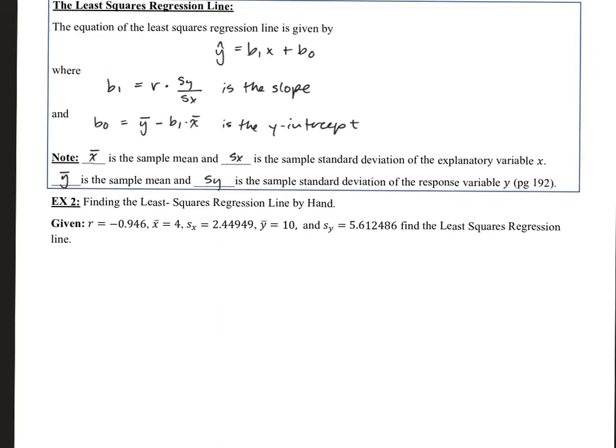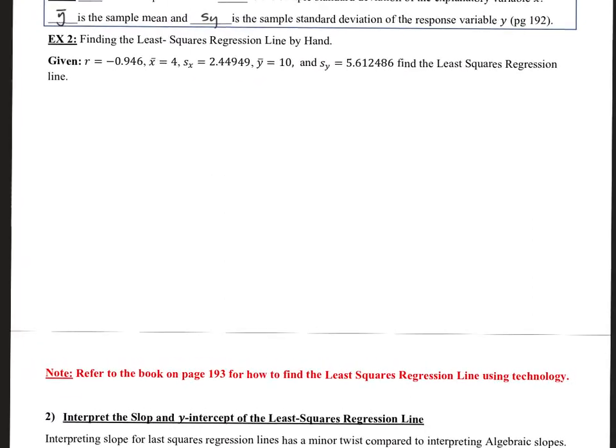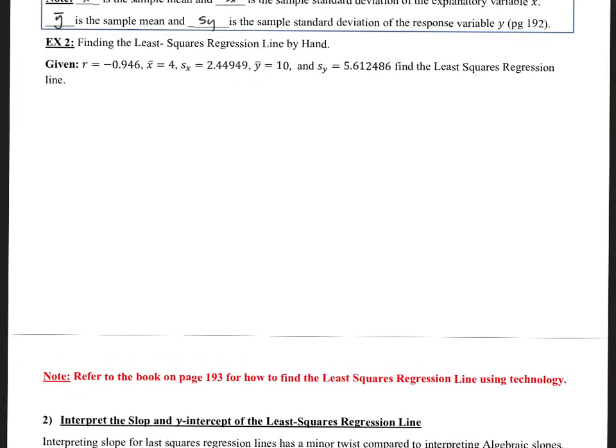Very similar, except this time we're bringing into account the standard deviations and the sample means of our variables. So example 2, finding the least squares regression line by hand. We're given our mean and standard deviation for x, and our mean and standard deviation for y. Awesome, we don't have to find those. Now we're told to find the least squares regression line. We know the equation for the line is y hat equals b sub 1 x plus b sub 0. To fill this out, as usual, we need our slope and our y-intercept.